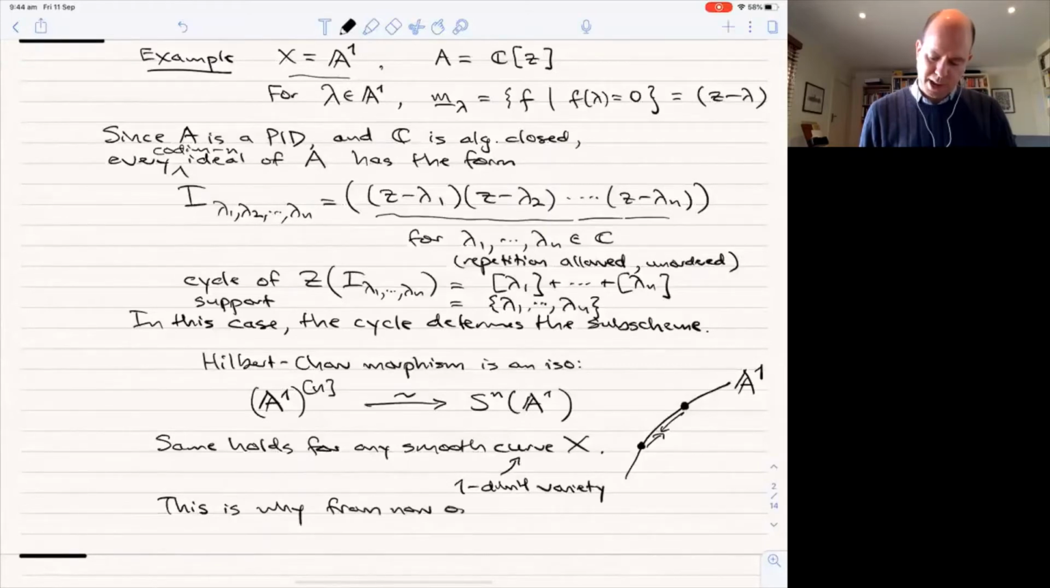So essentially from now on, we're going to assume that X is a surface. In fact, for the rest of today, X will be the affine plane.